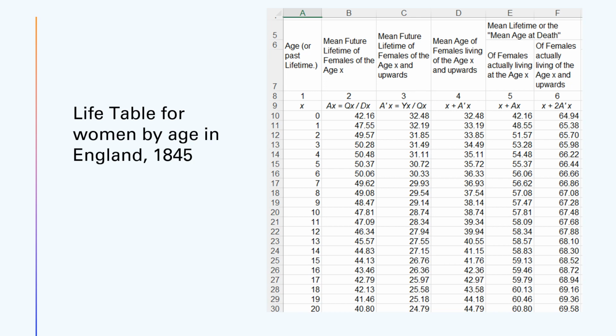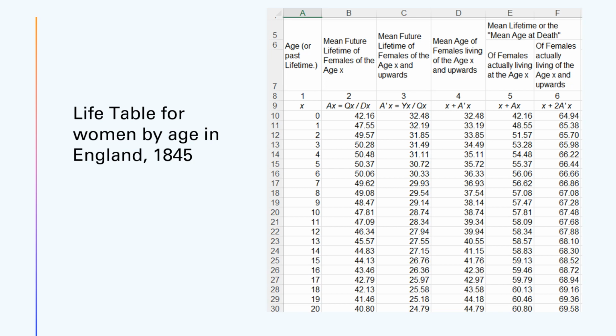Again, life expectancy is starting to increase during these early years of life, because it wasn't just infant mortality that was very high in England in 1845, but so was childhood mortality. And you can see that it's not until the age of 20 that we actually get to similar life expectancies that women had when they were born. And this is a really important thing to remember about high mortality societies.